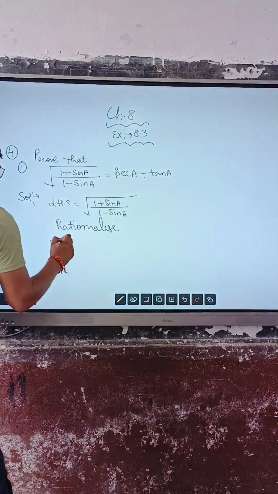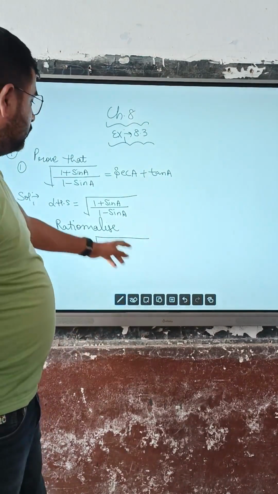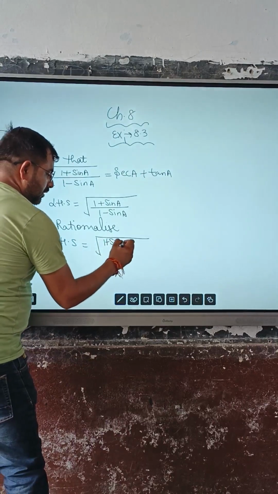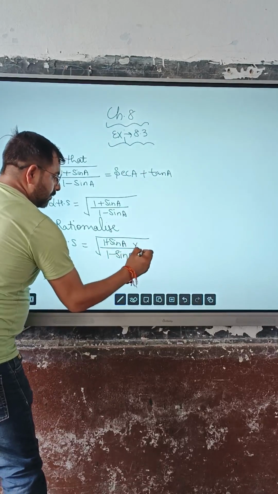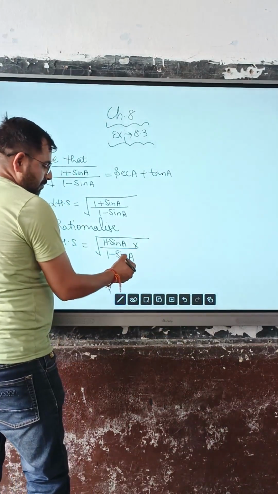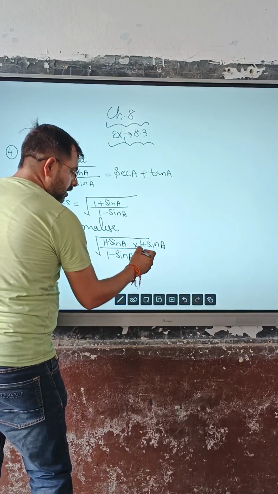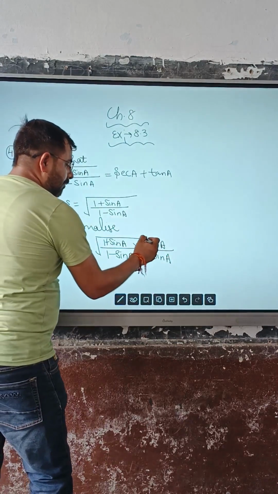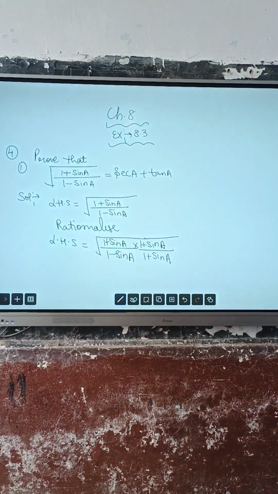So, left hand side: we have to rationalize according to the denominator. We know that to rationalize according to the denominator, we take the opposite sign of the denominator. So here, in 1 minus sin a, we have to rationalize by 1 plus sin a over 1 plus sin a. So in this question we have to rationalize 1 plus sin a over 1 minus 1 plus sin a.